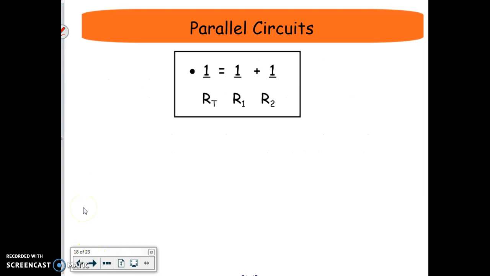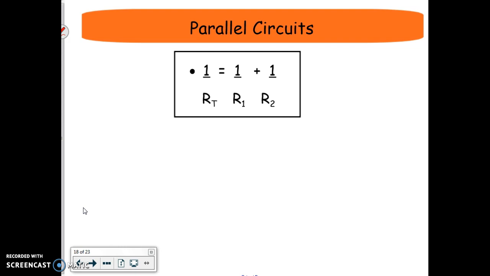This equation right here is how you find the total resistance in a parallel circuit. 1 over RT equals 1 over R1 plus 1 over R2. Now, before you say to yourself, Mr. Kess, can't we just get rid of the ones? No, that's not how the algebra works. This equation is if you're given the resistors straight up.